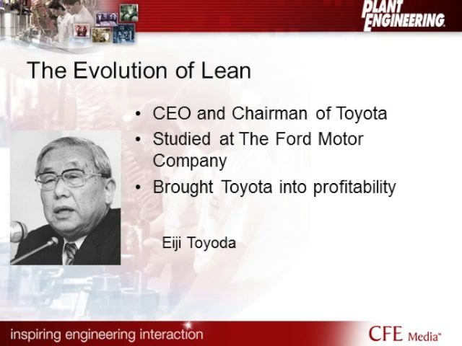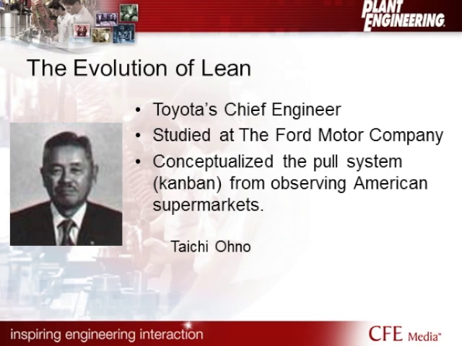As we move into the Toyota story, we see that they studied Ford Motor Company, and Eiji Toyoda, at the helm of Toyota, actually began to move Toyota into profitability. Now on the next slide, we see another person that gets mentioned many times when we talk about Lean, and this is Toyota's chief engineer. He also studied at Ford Motor Company, and his name is Taiichi Ohno. Each one of these individuals we've talked about has books available that you can look at and study to learn more and more about the genesis of Lean moving forward.